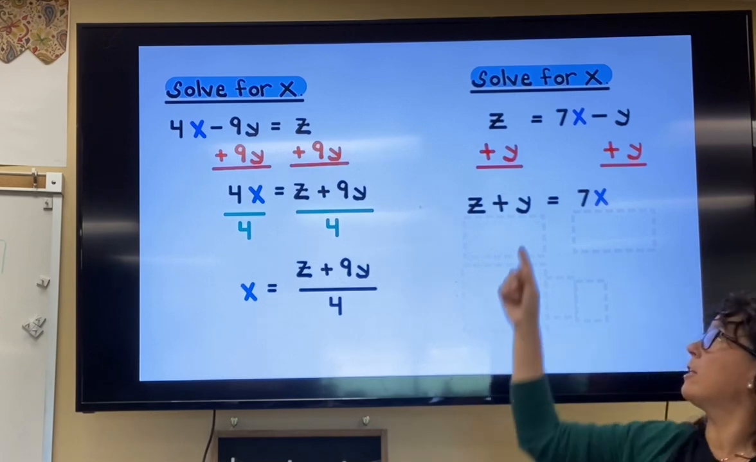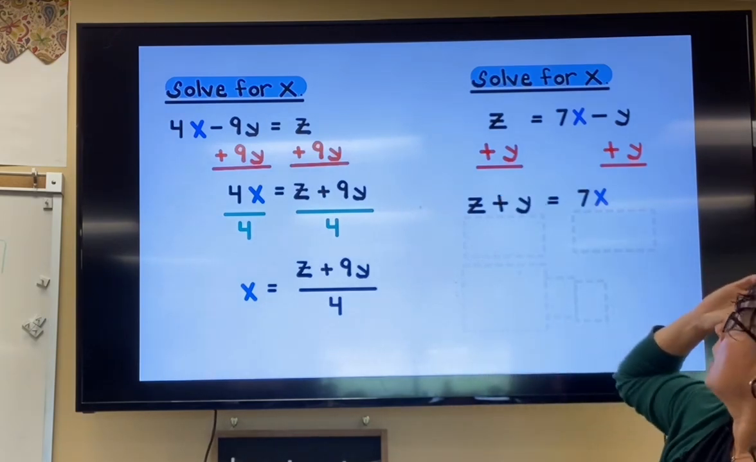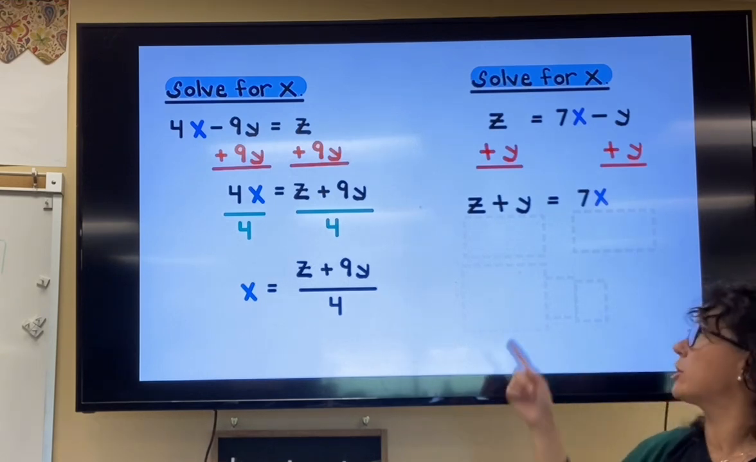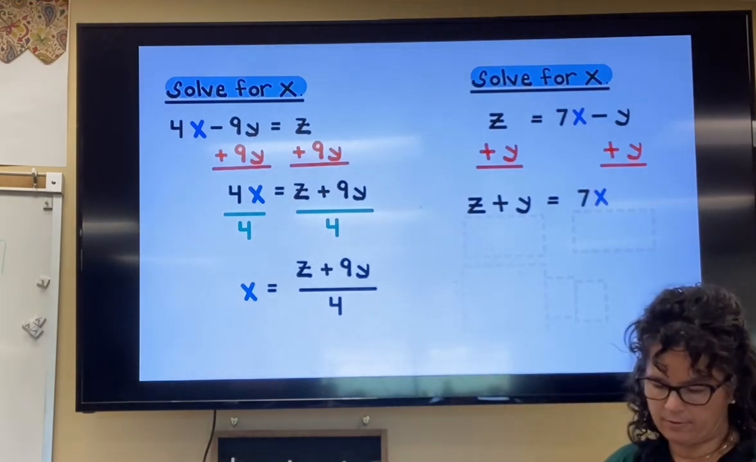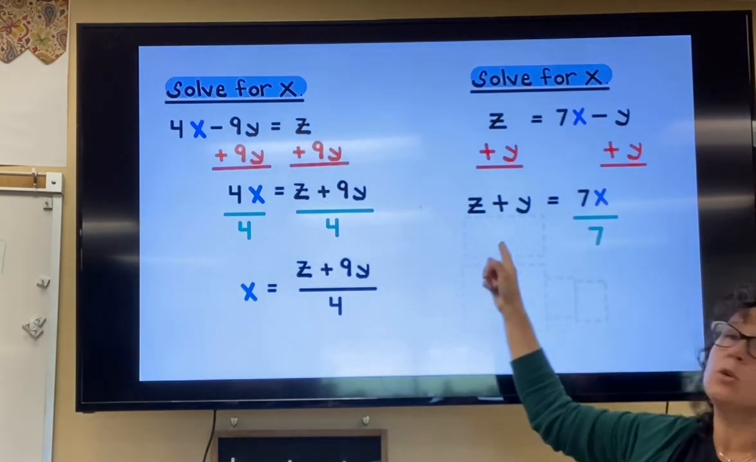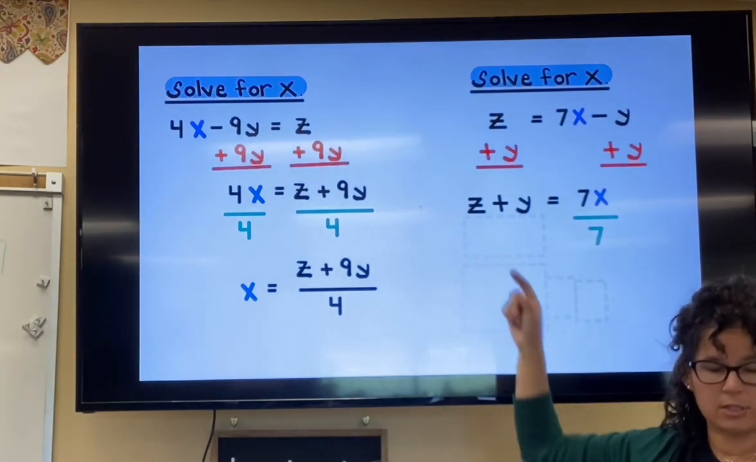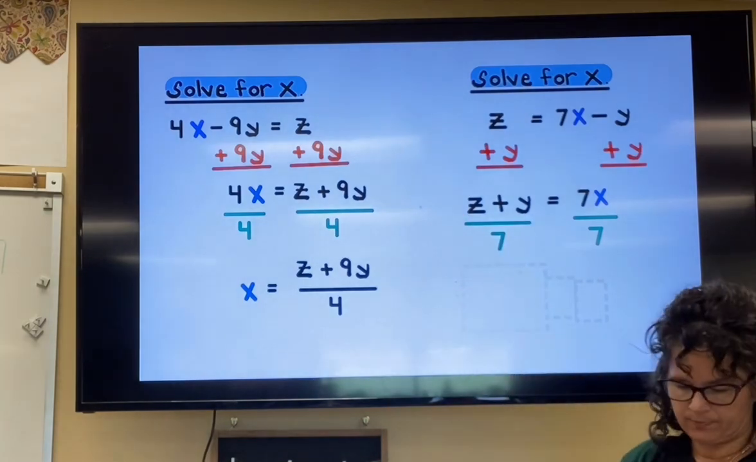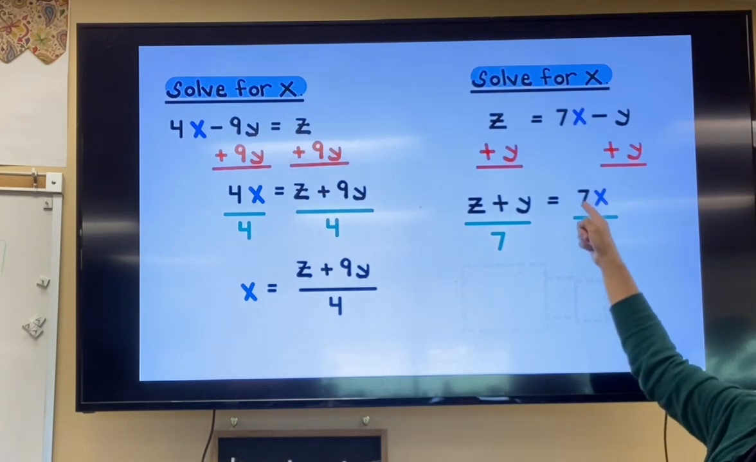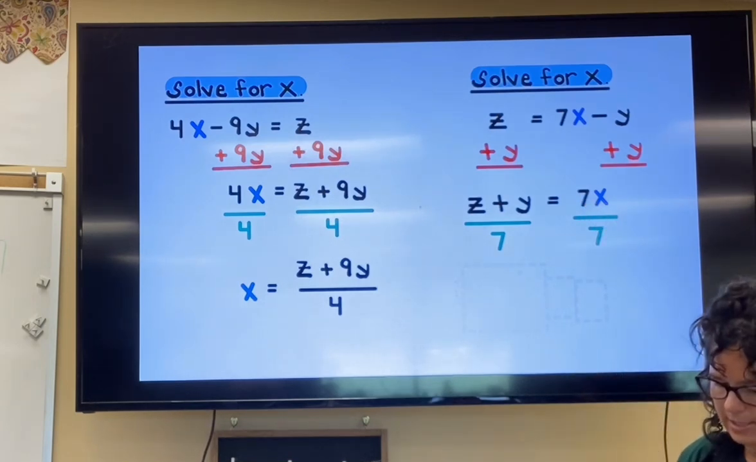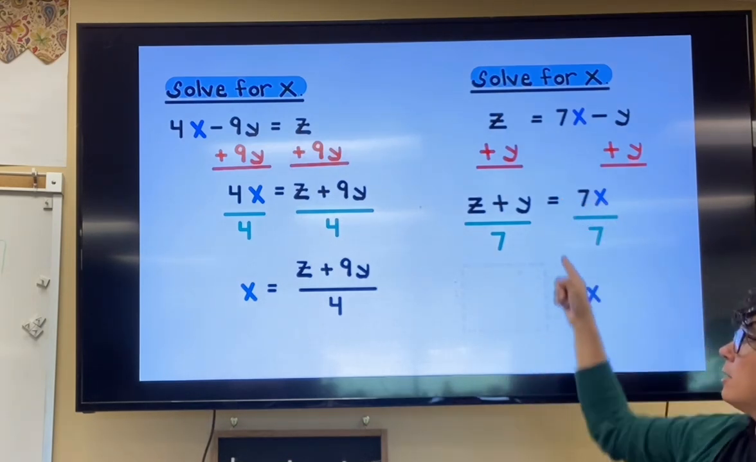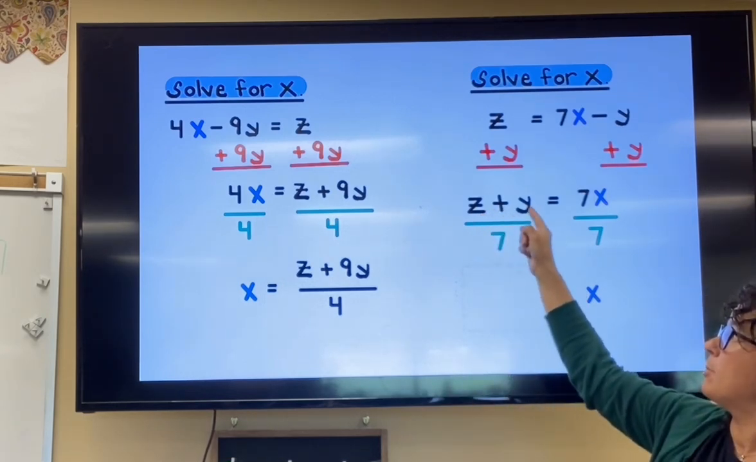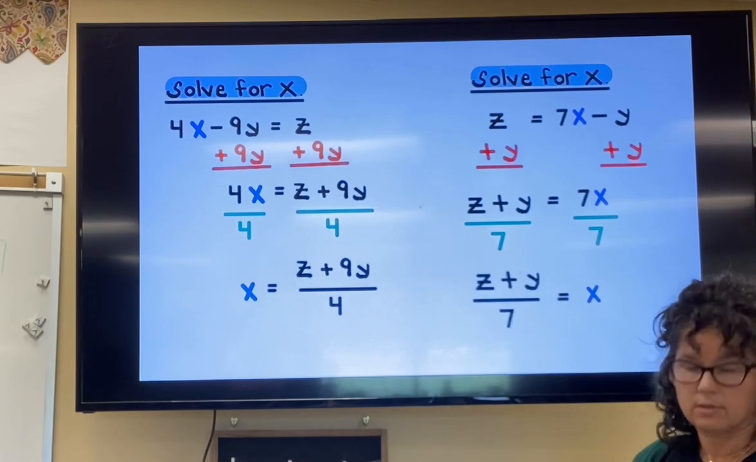Okay, finally, now that I've gotten rid of the subtraction with addition, I'm ready to move on to getting rid of multiplication. So get rid of times 7 by dividing by 7. What I do to one side, I do to the entire other side. So all of this over 7. This 7 is getting rid of this 7. So x is by itself. Bring down the equal sign, and then it's equals z plus y over 7.